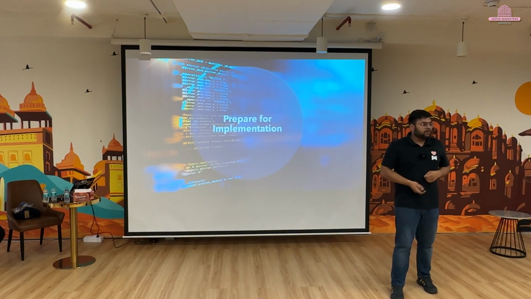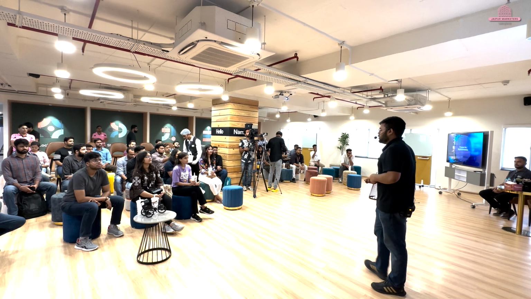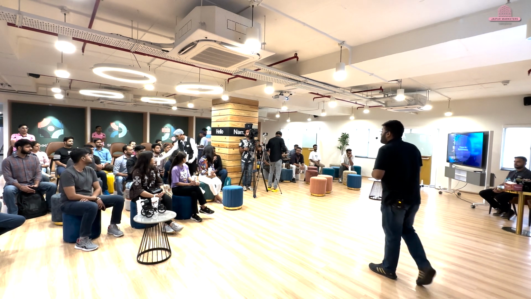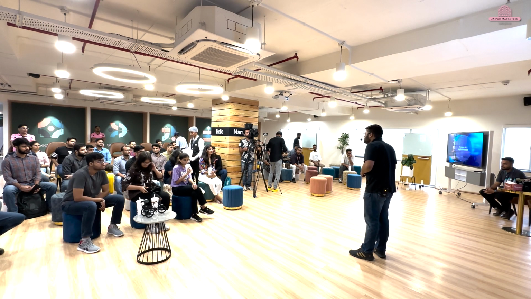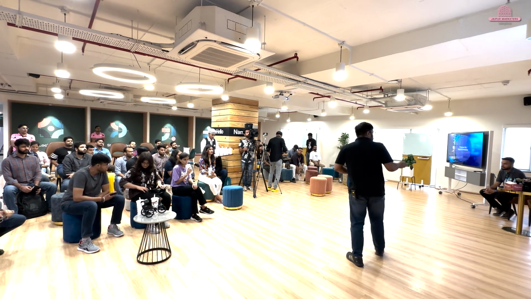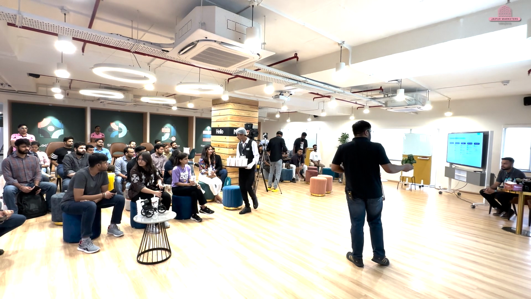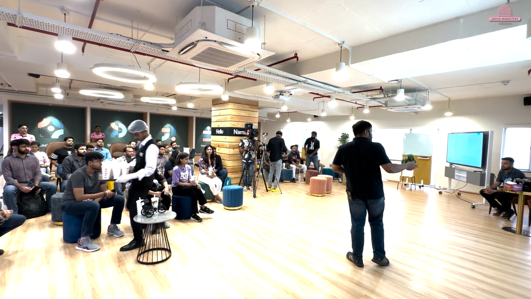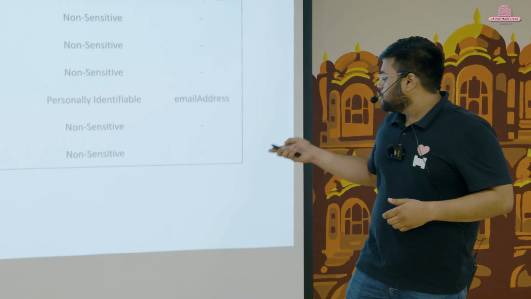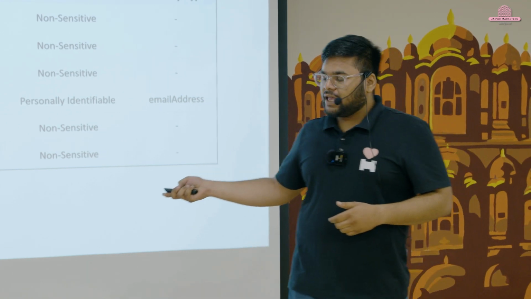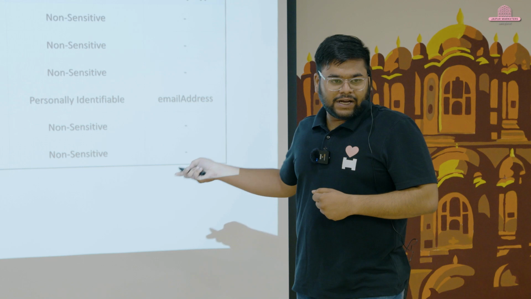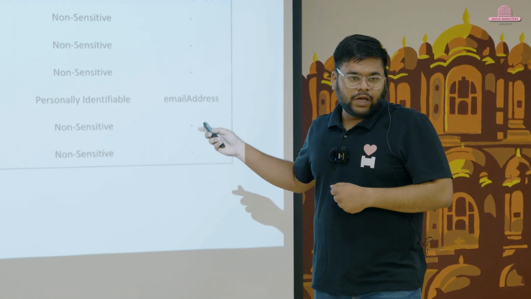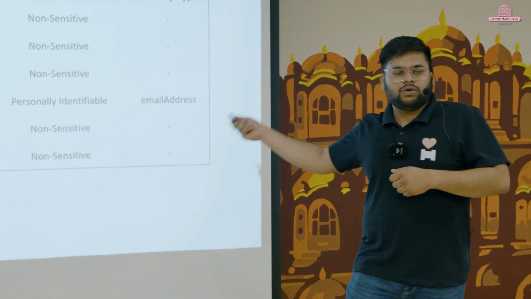Any question till now? You specified that this is non-sensitive data and that is sensitive data. So why do you want the contact number as non-sensitive? Because it can be used as a primary key here. Because I wanted to keep my email address as a unique identifier, I marked it as a personally identifiable attribute. And if you want it to be a phone number, then you can keep it as a phone number as well, right?